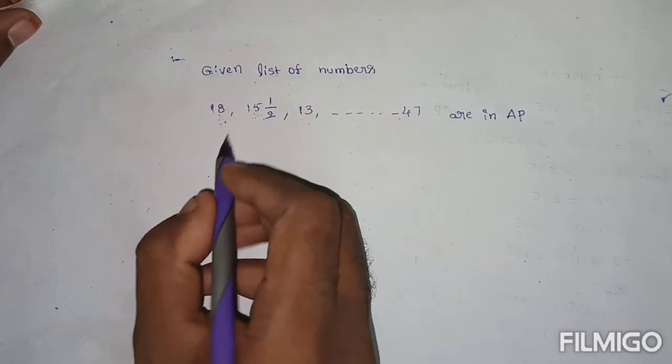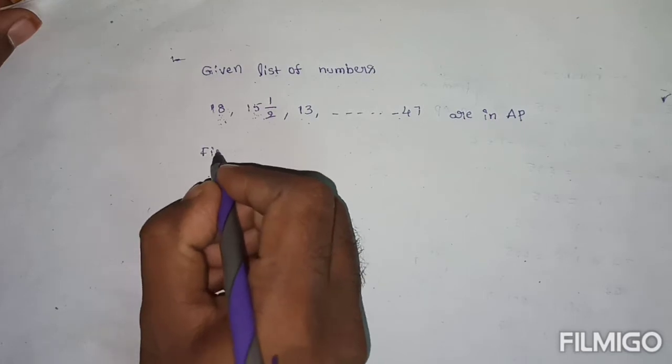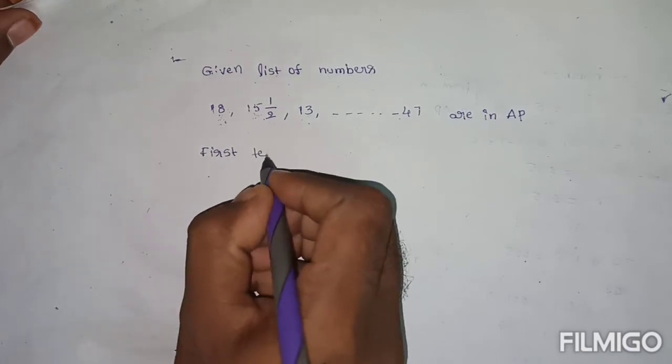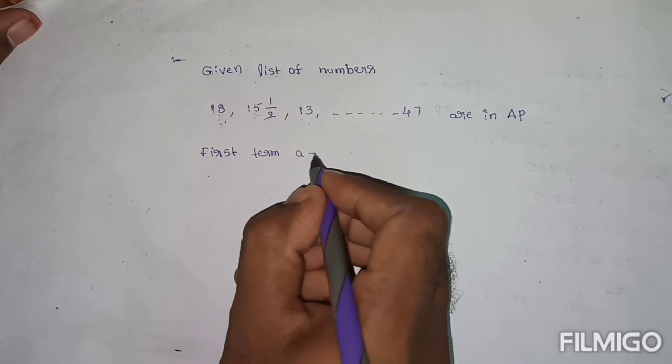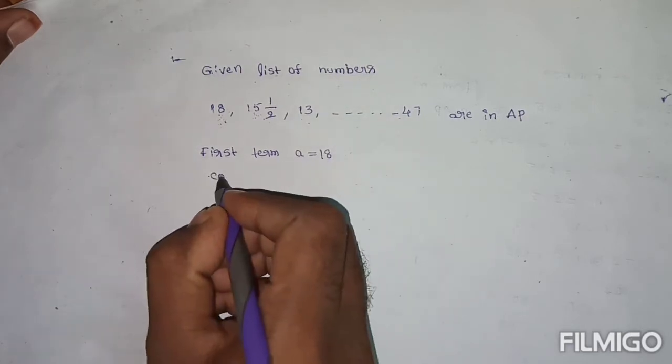Okay, write down the first term. a is equal to 18. Common difference.